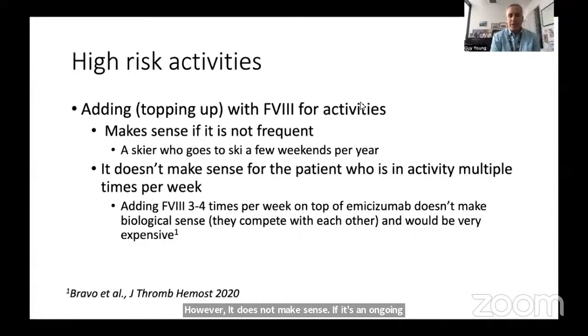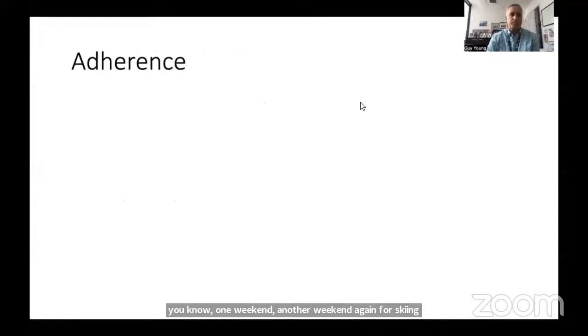If you're going to give factor VIII 3 or 4 times a week on top of emicizumab, first of all, it doesn't make any biological sense because they compete with each other. And so as long as the factor VIII level is above about 20%, the emicizumab is not doing anything. It's also very expensive. And so I definitely do not recommend it to give factor VIII regularly and emicizumab. This doesn't make any sense. But to give a few doses, one weekend, another weekend, again, for skiing or other kind of intermittent activities might be something reasonable to do.